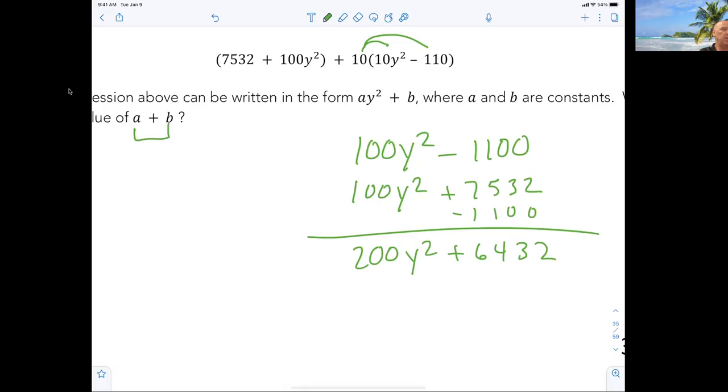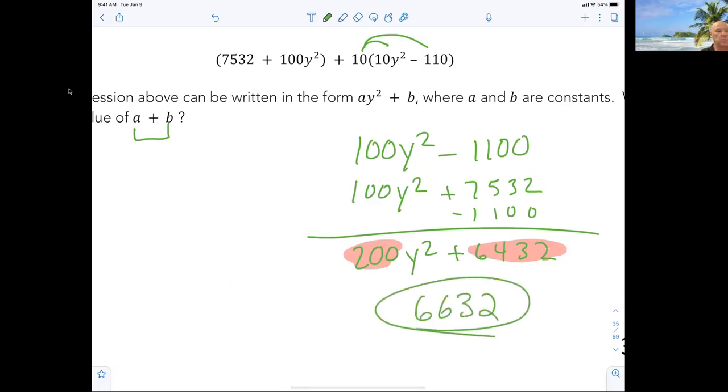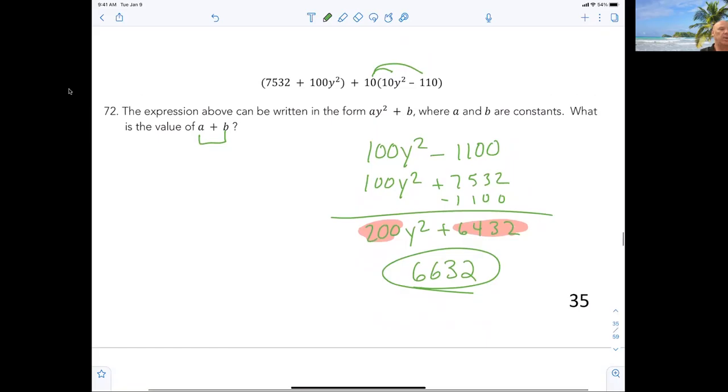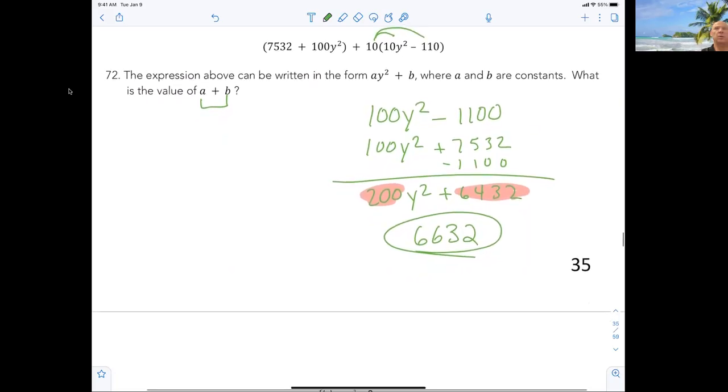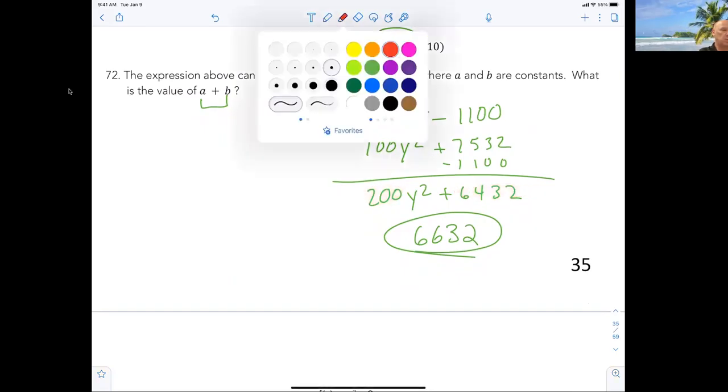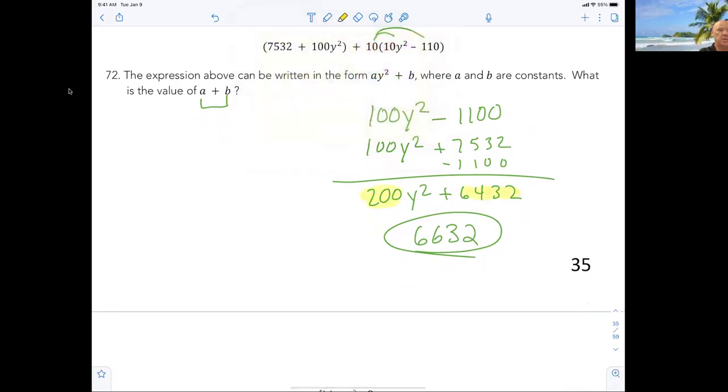And now it says to add A and B. I'm literally just adding 200 plus 6,432. Like I said, I wasn't sure what the problem was. 6,632. There's your answer. It looks weird. And like I said, help me out now if you're not understanding me. If I go too fast, you would tell me. Sometimes when I highlight things, that causes more trouble, so I try to highlight so you can see. But you're just adding the 200 and that together to get that. Everybody good?